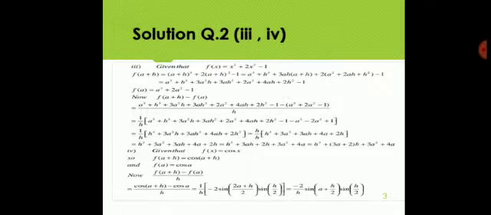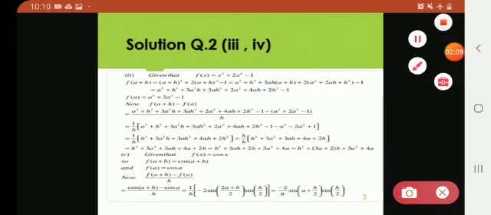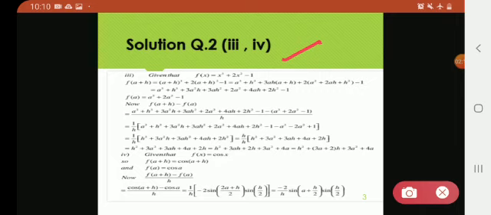Let's check it out in the next slide. Solution. Look at the first part. F of x is x cube plus 2x square minus 1. First of all you have to find f of a plus h, then f of a. How would you find f of a plus h? You will be replacing this x with this a plus h. See, this is how. After simplification, this is my first equation.